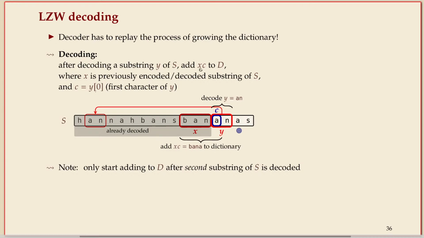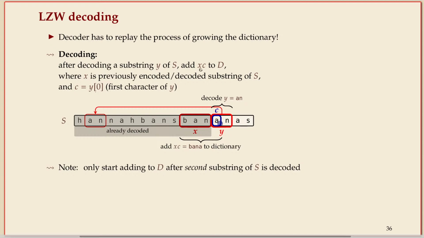So here's a concrete example that may make it more clear why we have to do it this complicated way. In the previous step, we decoded x, and that was ban. Now, the encoder would have added ban plus the next letter to the dictionary. But at the point of decoding ban, we don't know what a is. We don't know what the next letter is. We haven't seen that a yet. So we have to wait for the next step.